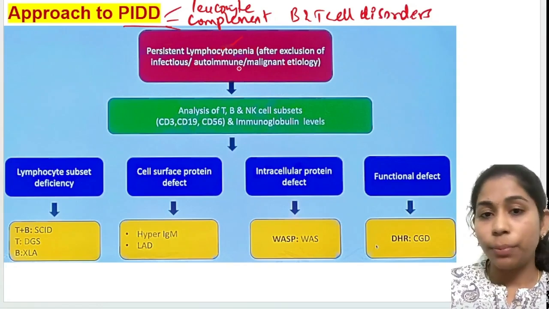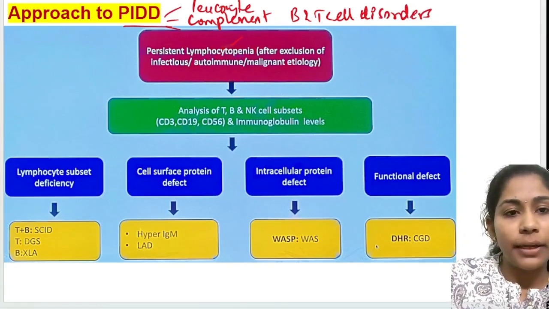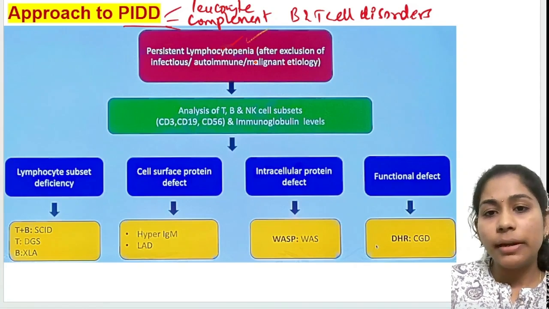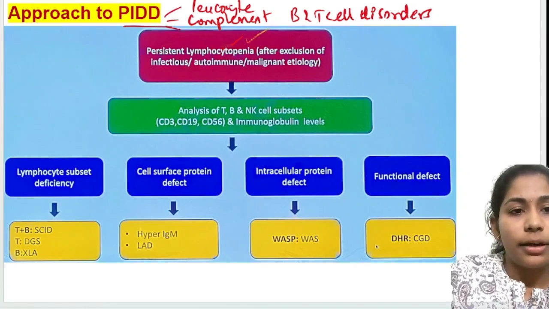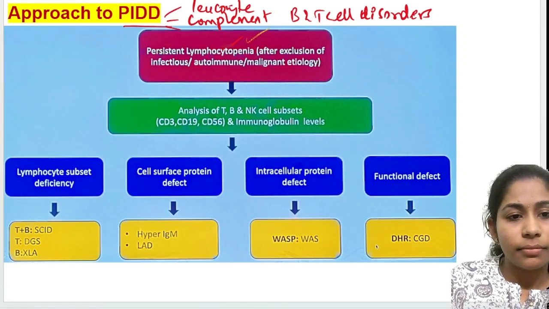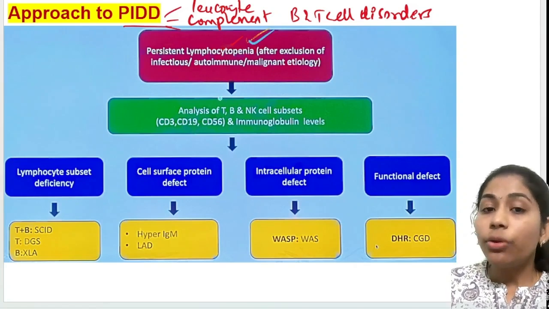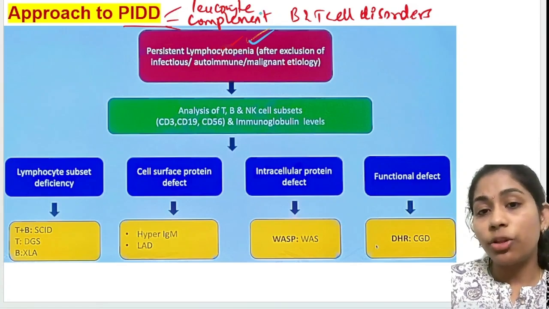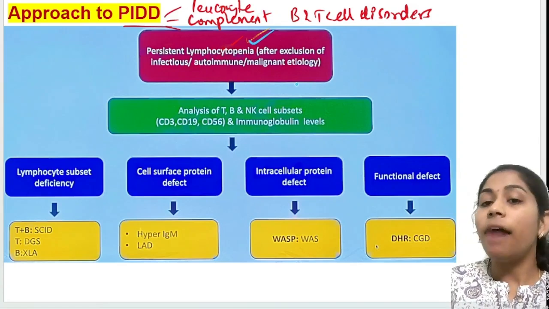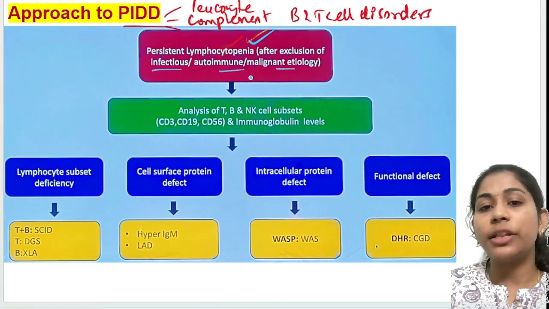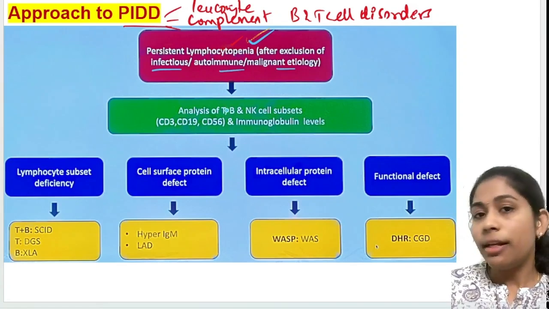There will be lymphocytopenia, right? If there is persistent lymphocytopenia, or in leukocyte disorders there will be neutrophilia, after excluding infections, autoimmune disorders, everything, then we have to go for flow cytometry analysis.